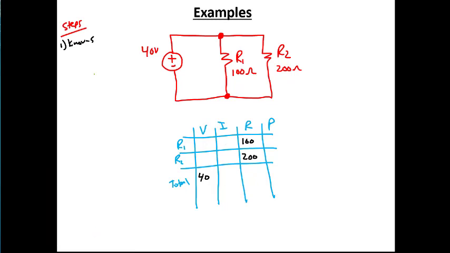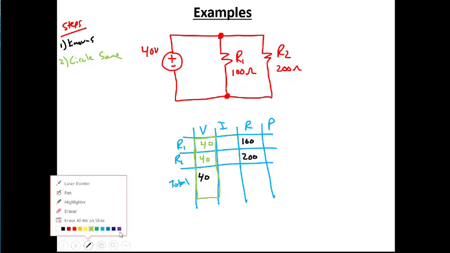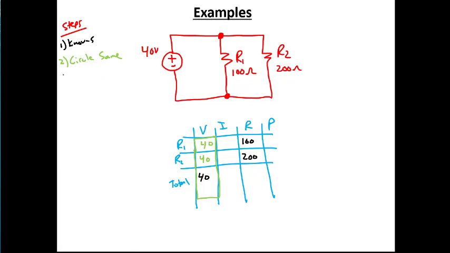The next thing that we're going to do is circle things that are the same. In all of our parallel circuits, the voltage is the same. So we'll circle all the voltages. Okay, so that means that we can write that it's 40 volts here and it's 40 volts here. The next thing that we're going to do for this problem, number 3, is find the currents. Find all the currents.